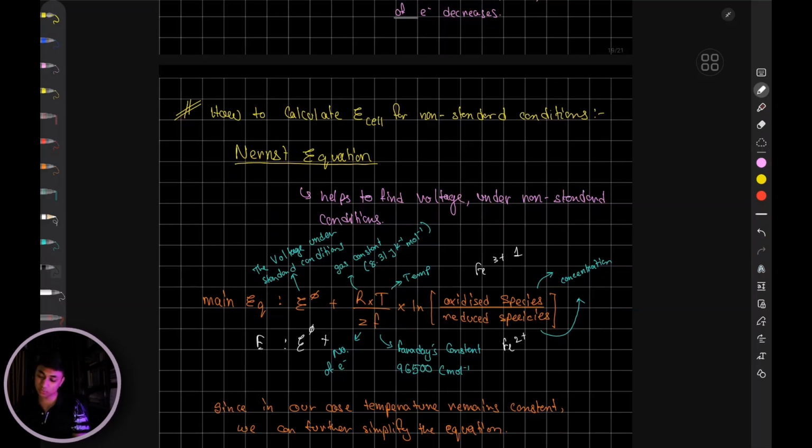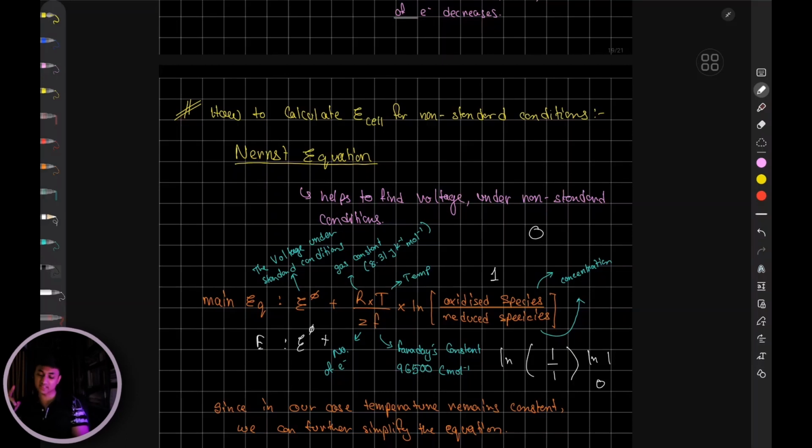So initially it was 1, right? Initially both were 1 mole per dm cube. So 1 divided by 1. So ln of 1 divided by 1, right? What would that be? That would have been ln of 1, which would have been e to the power 0. So it would have been 0. Therefore, R times T divided by Z, that is number of electrons exchanged, times Faraday's constant times 0. Therefore, the entirety of it would have been 0.